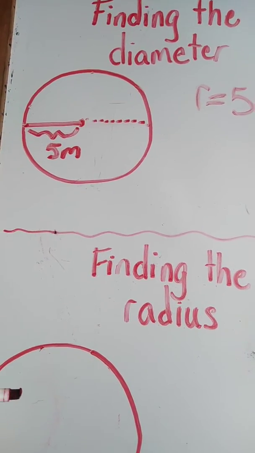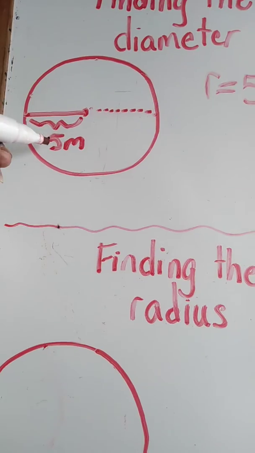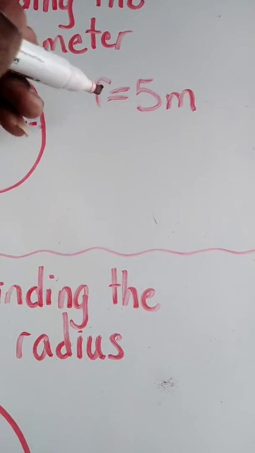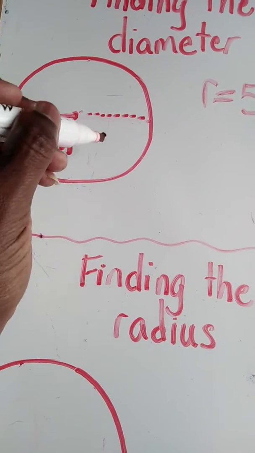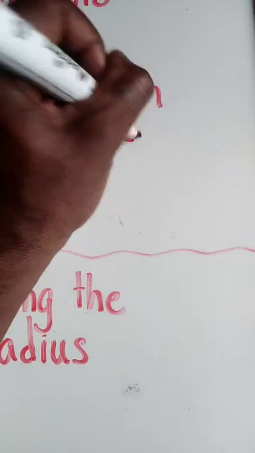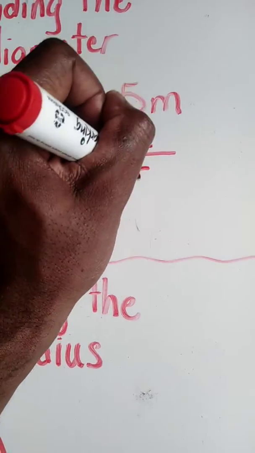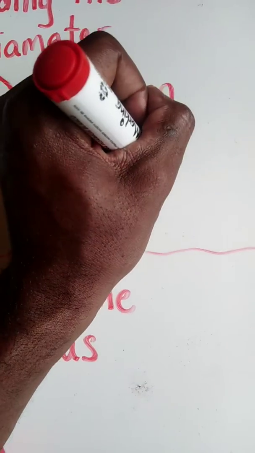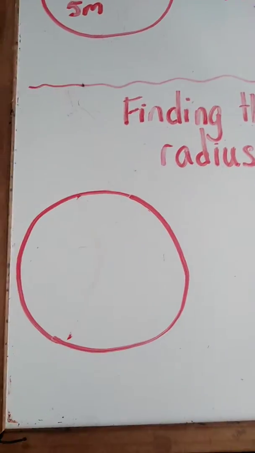So what does that mean? That means that the only thing you're going to do when you have the radius is multiply or add the same number again, so you multiply this 5 m times 2. Once you have that, you get 10, and make sure you bring your units down: 10 meters. Now let's move on to finding the radius.